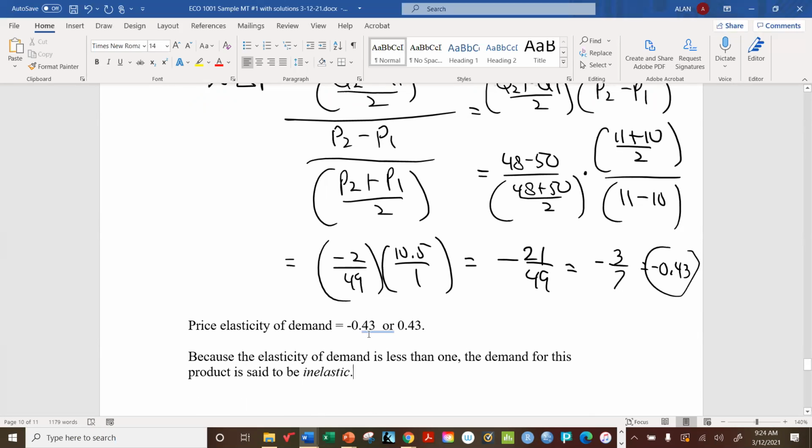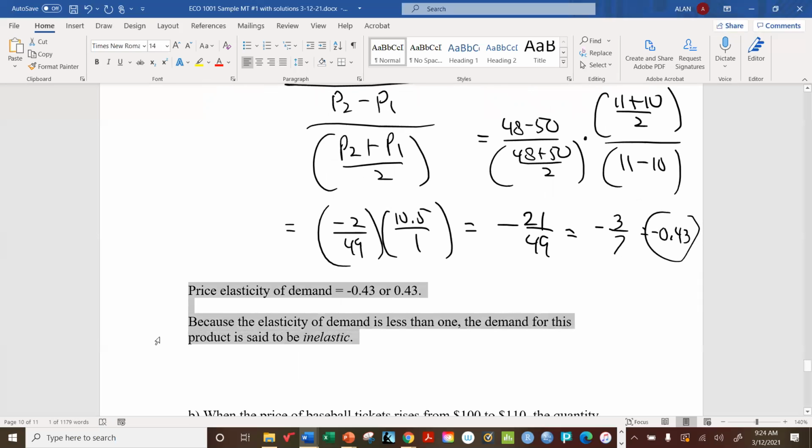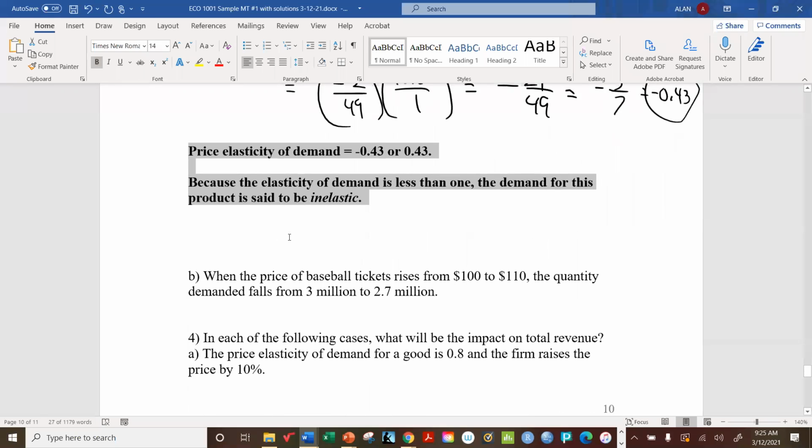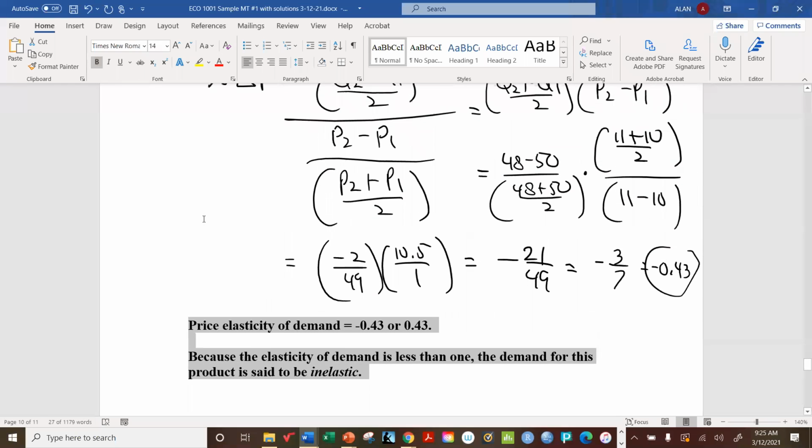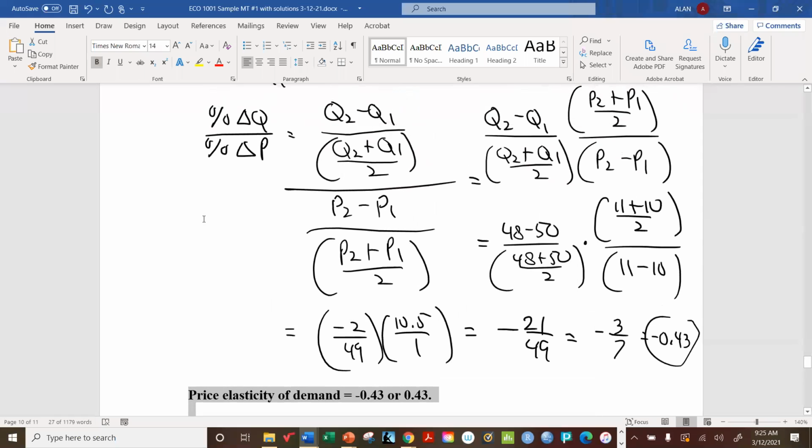Okay, so you can write it down as negative 0.43 or positive. Either way, we know that we're ignoring the sign. But when it comes time to determine if it's elastic or not, you're comparing the absolute value with 1 to determine what kind of elasticity we have. All right, so because 0.43 is less than 1, that implies that the demand for this product is inelastic. It's less than 1, it's inelastic.